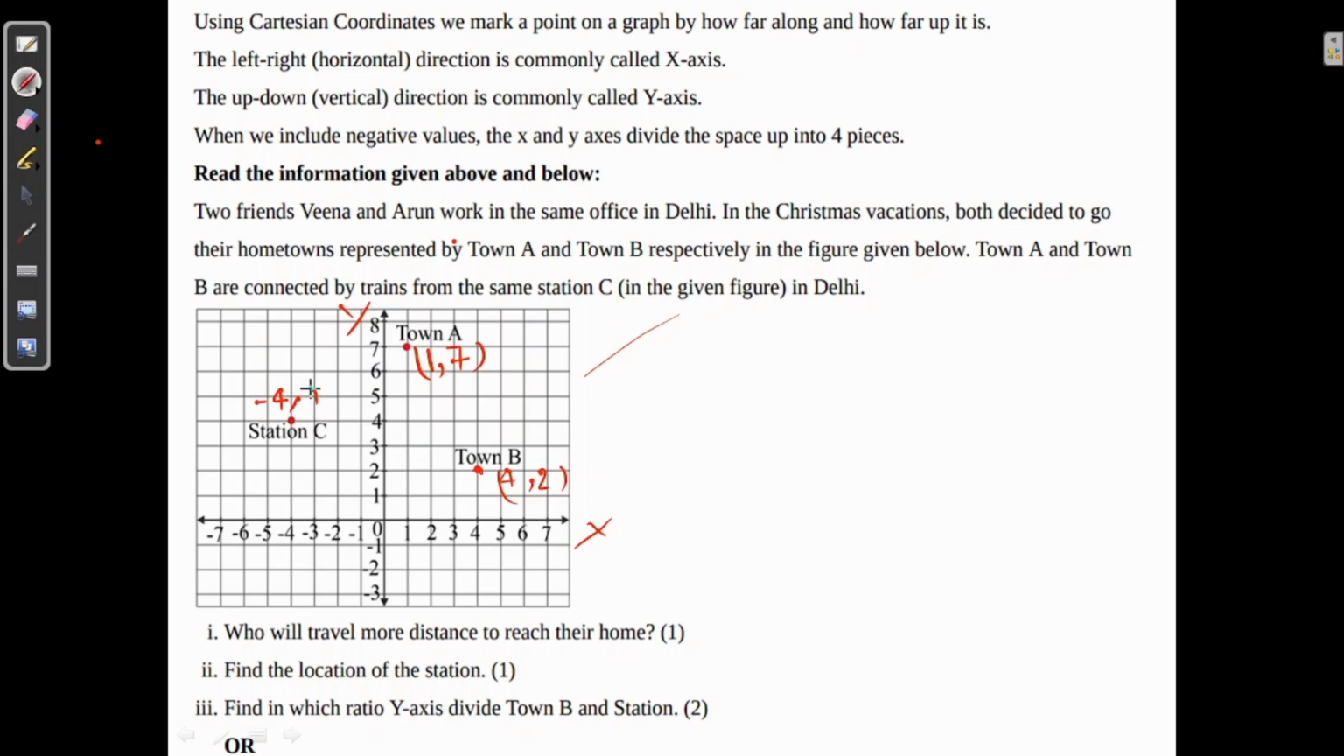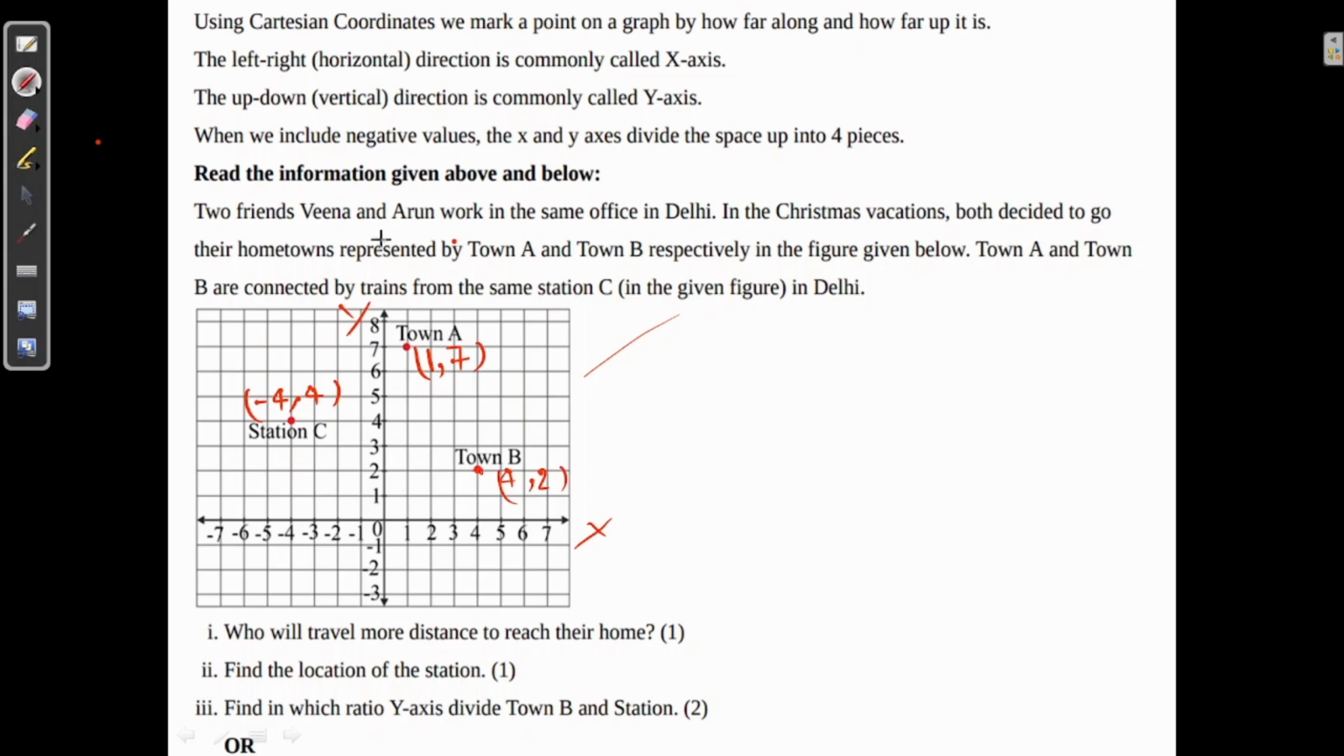So (-4, 4) is the value of the station's coordinate for station C. Now look at the first question. Who will travel more distance to reach their home? Meaning, from station C, one person is going to town A and one person is going to town B. So first we have to find the distance between C and A, then C and B, and then I will decide who is going to travel more.